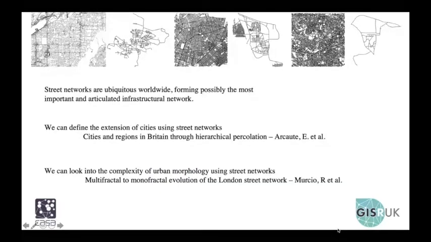As many of you know, street networks are ubiquitous worldwide, and we've been using them for many things here in our group at the Centre for Advanced Spatial Analysis at UCL, from trying to define cities in terms of the extent of their morphology, to trying to classify cities in terms of the morphology of their street networks. So we've been using them a lot. As you can see in the image above, these street networks come in many different forms.